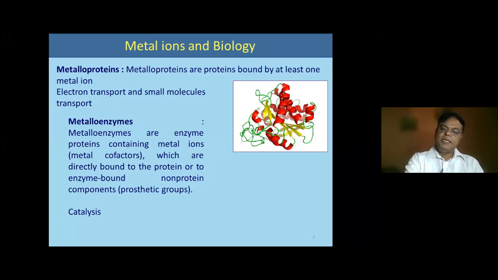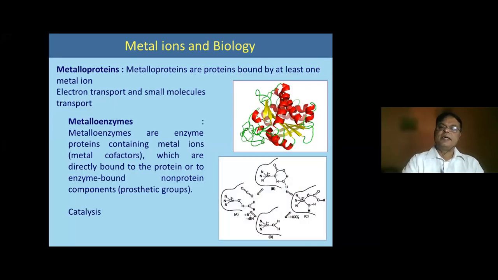One very common example is the carbonic anhydrase enzyme, which contains a zinc ion. The role of the zinc ion here is to activate the carbon dioxide, which is getting produced inside the cell, and to hydrolyze it to get bicarbonate and bring it back to the lungs so that it can be thrown out during the respiration process.